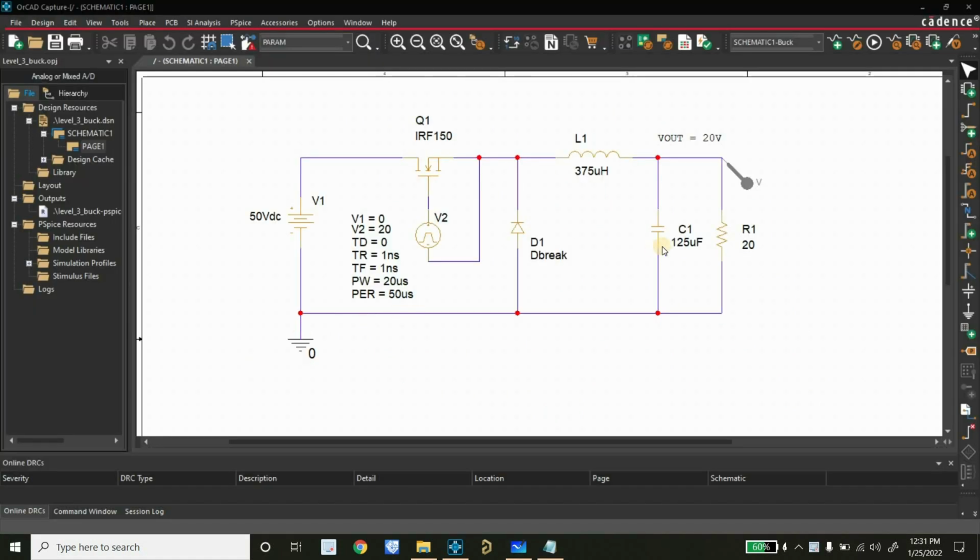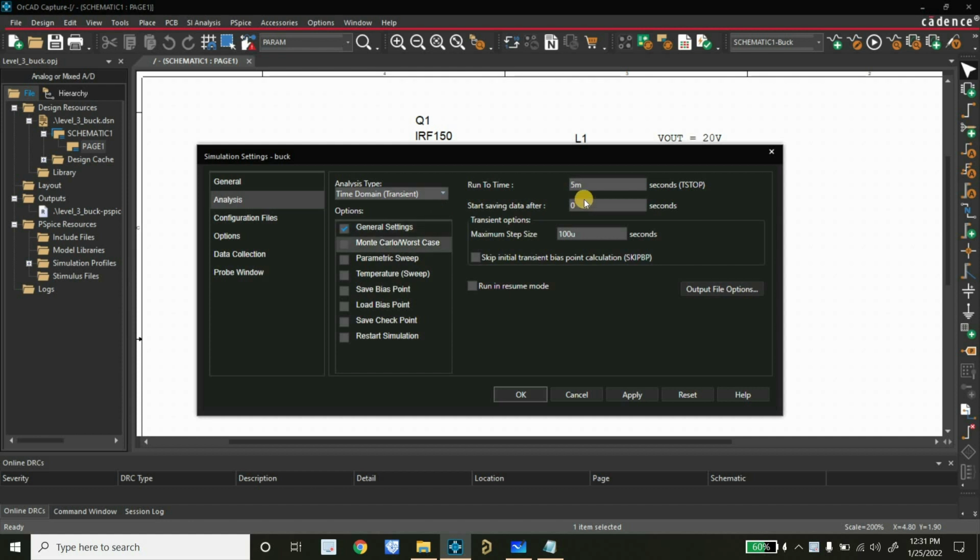Let's simulate this circuit. I'm not going to tell you how I placed all these components, because we have already discussed that in earlier videos. Now we're going to probe a couple of things. We're going to probe V out, but before that let's do the simulation settings. As you can see, I'm going to run it for 5 milliseconds with this maximum step size. Press OK.